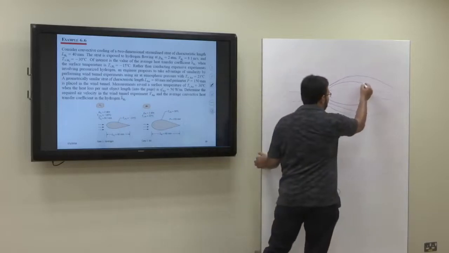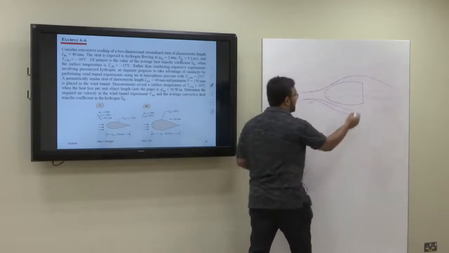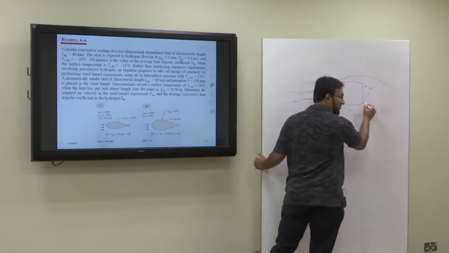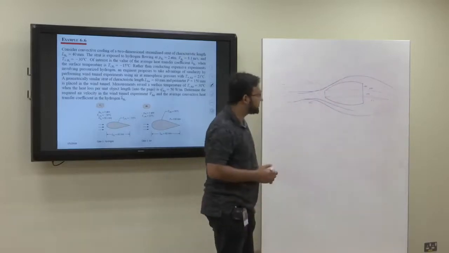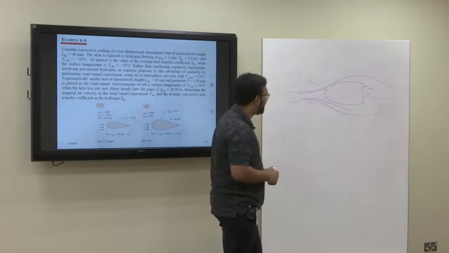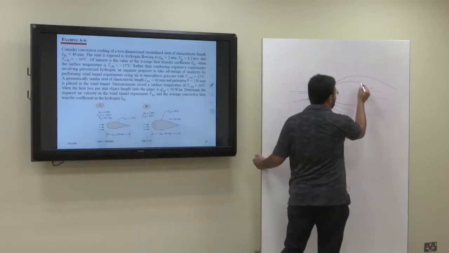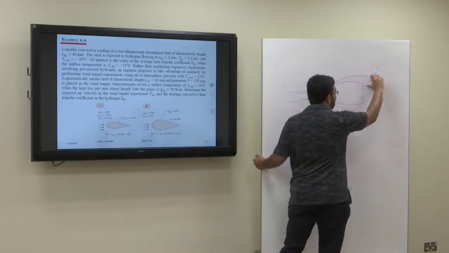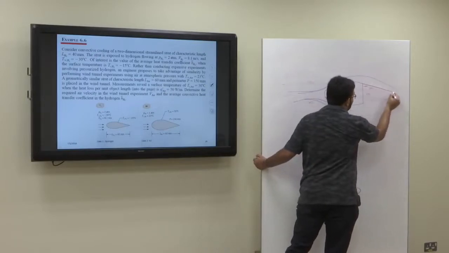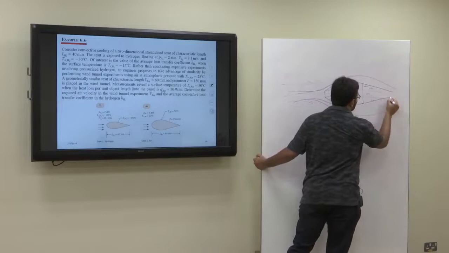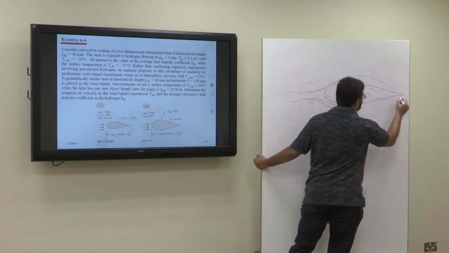If we stop at this point, then you will have a wake region here, and the wake region produces another resistance to the flow. So we need to eliminate the wake region; we don't want the fluid to get separated. So we design the object such that the fluid remains in contact with the object until it goes off.